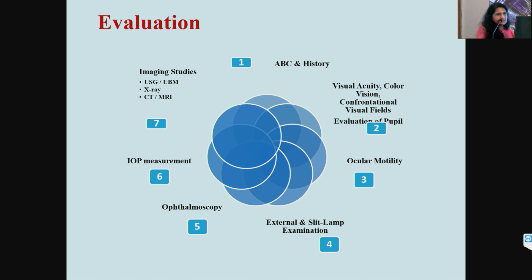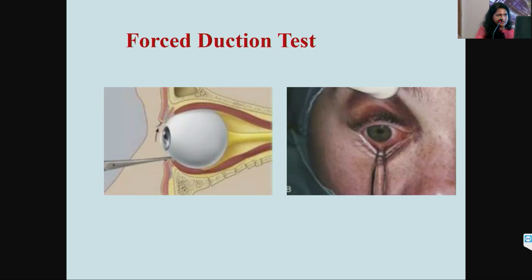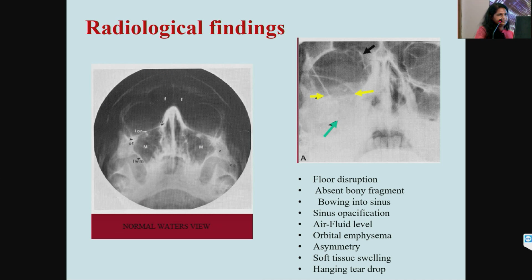So coming to evaluation, we have to start with the basic evaluation of airway, breathing and circulation, and a proper history has to be noted. And functional examination, including visual acuity, color vision, and examination of pupil have to be done. And ocular motility also. If possible, a slit lamp examination and fundoscopy has to be done, and appropriate imaging should be advised. A force duction test should be done to rule out any entrapment of muscle or intermuscular septum.